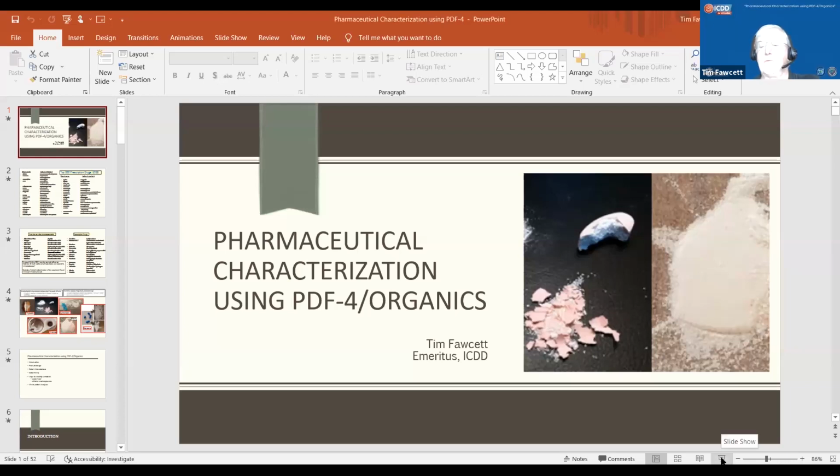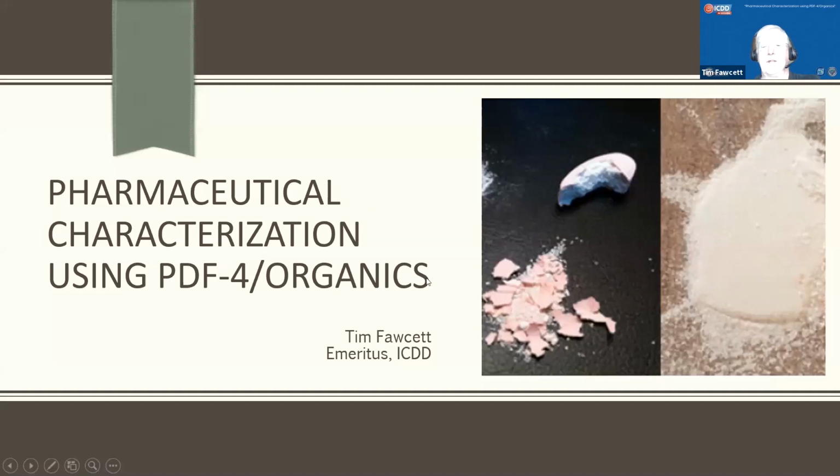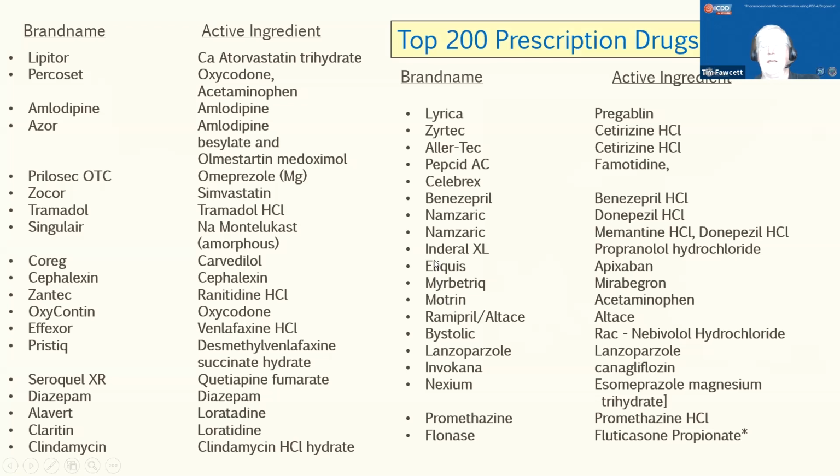Okay, so today we're going to talk about pharmaceutical analysis using PDF-4 Organics. And the data that you're going to see today comes from a study that we did of top prescription drugs in 2018. And we didn't do all the top 200 in the world. We did about 40 of the top 200 that we were able to get with the help of Mainline Health in Pennsylvania.